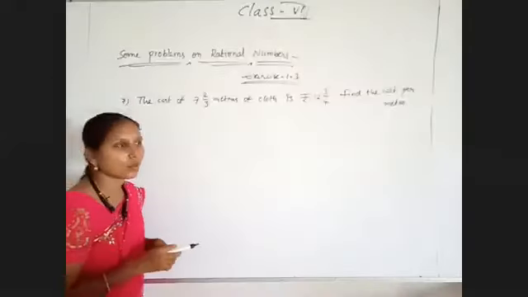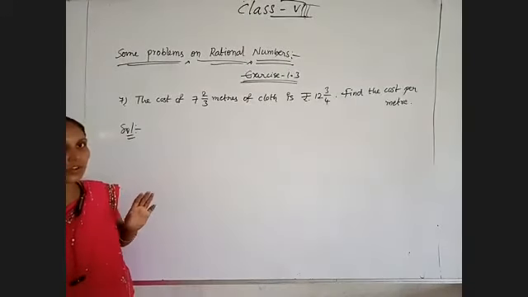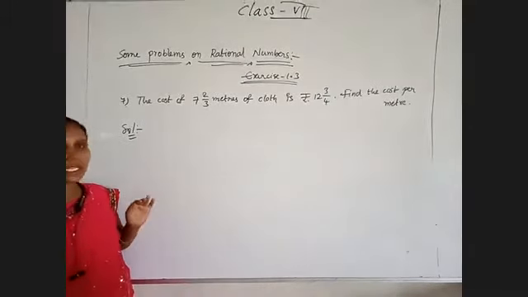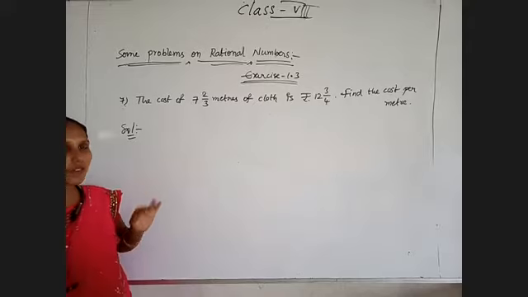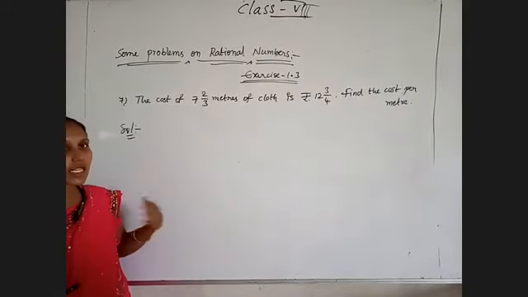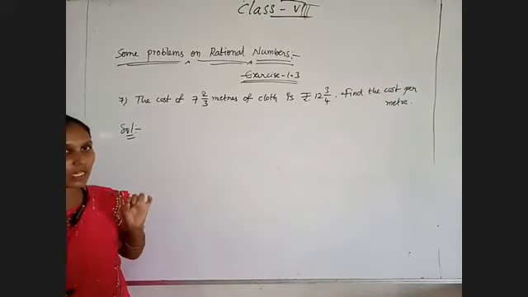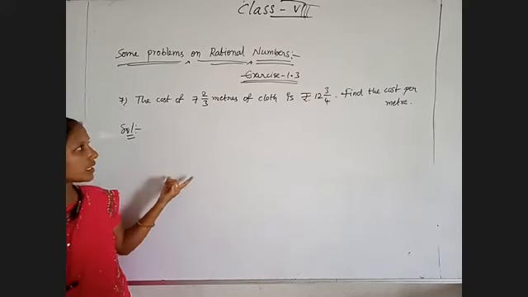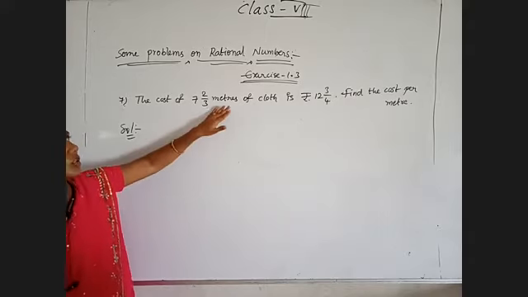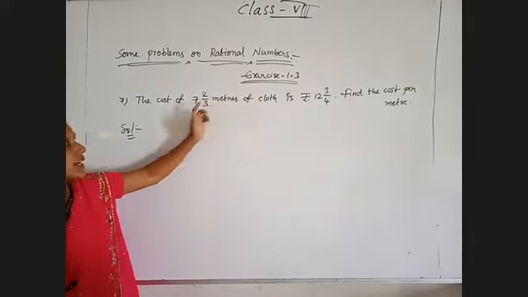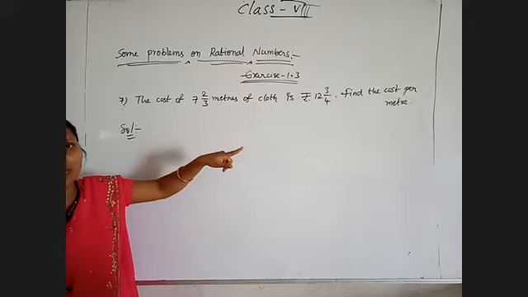See, first suppose I have told you the cost of 10 pens is equal to 20 rupees. Then what is the cost of 1 pen? That is nothing but 20 by 10, which is equal to 2 rupees. So for each pen, we will get 2 rupees. How did we do it? Total cost by number of pens. Here also the same thing: total cost of the cloth divided by total how many meters of cloth is there. Then we will get the value for 1 meter of cloth.